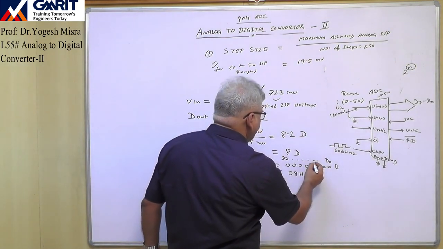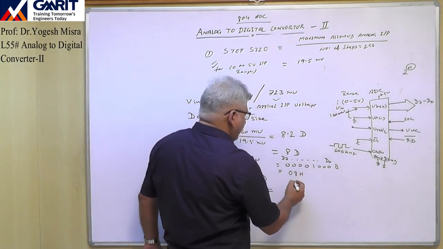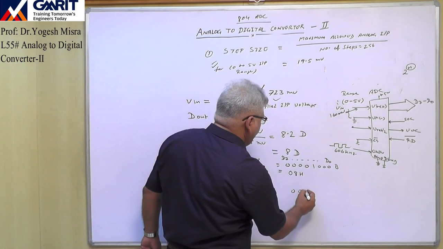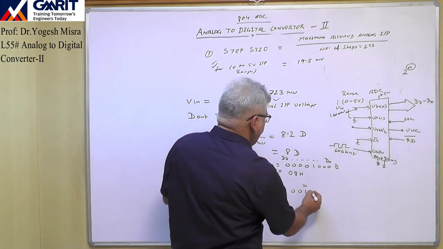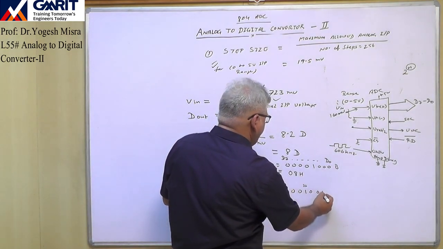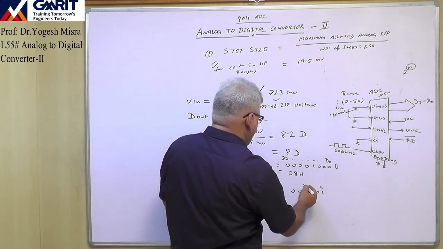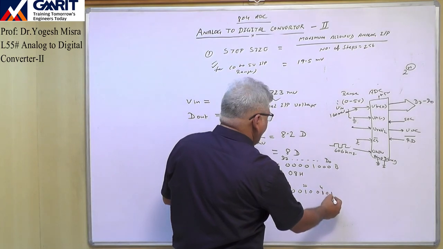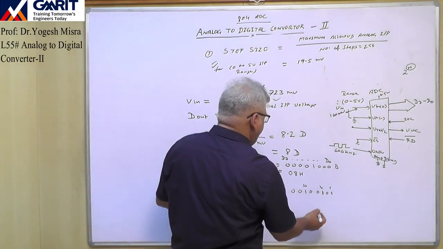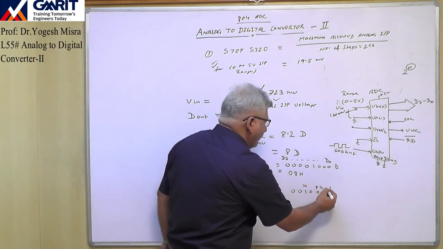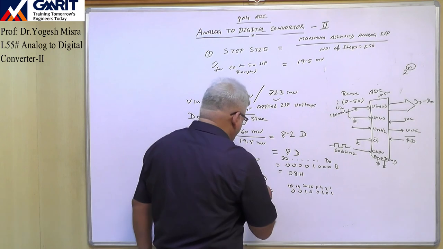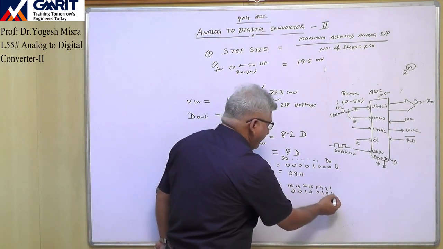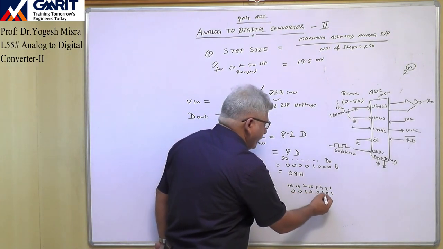So the 8-bit binary will be... the weights are 1, 2, 4, 8, 16, 32, 64, and 128. We require 37, so 32 is needed, then 4, then 1. So 1 here, 1 here, and 1 here. So it is 0, 0, 1, 0, 0, 1, 0, 1.